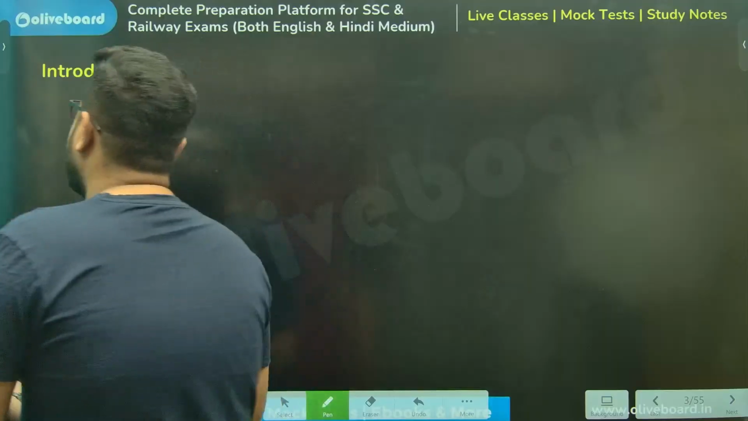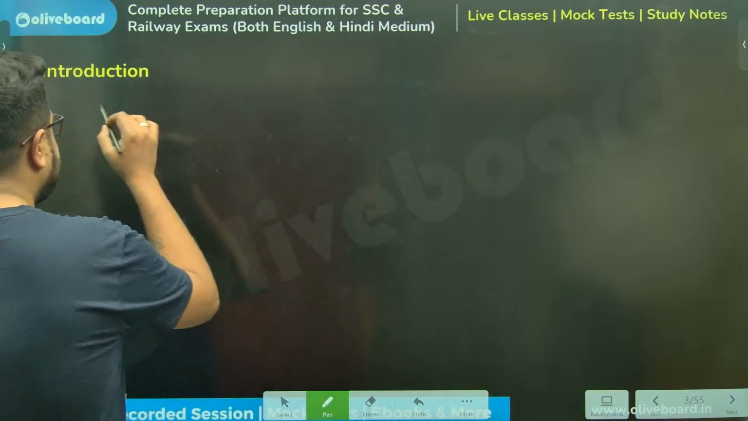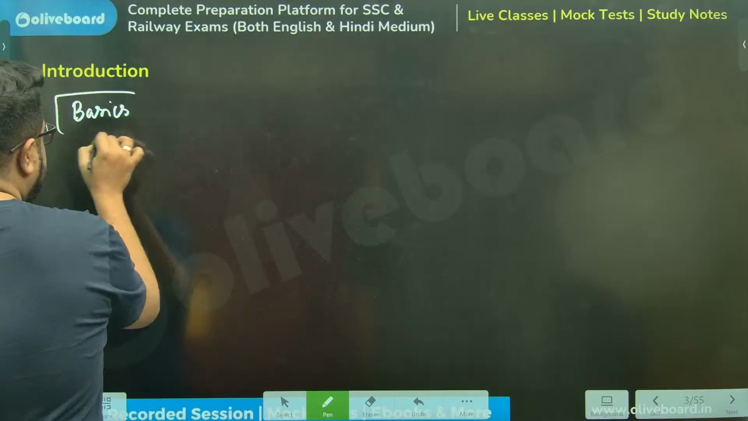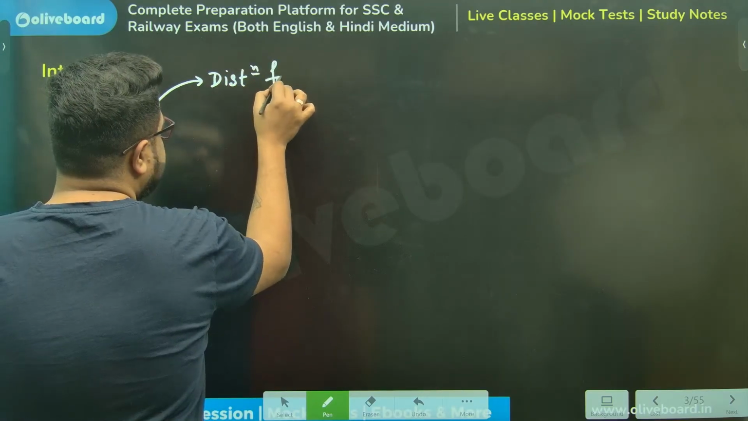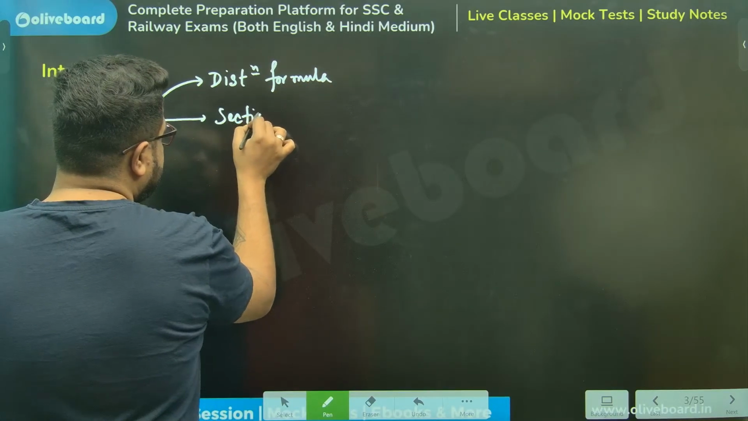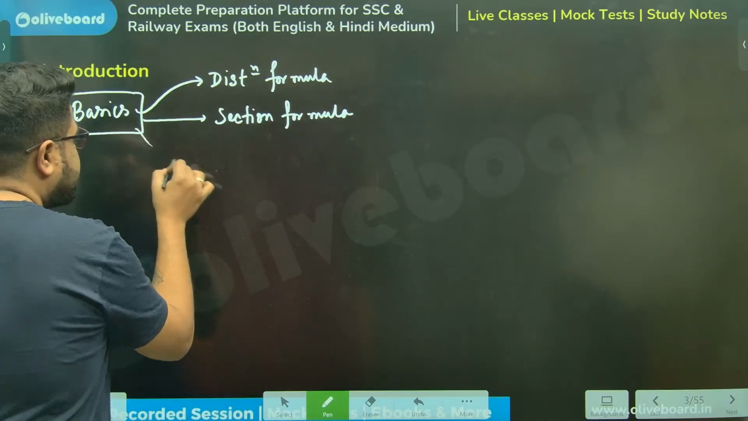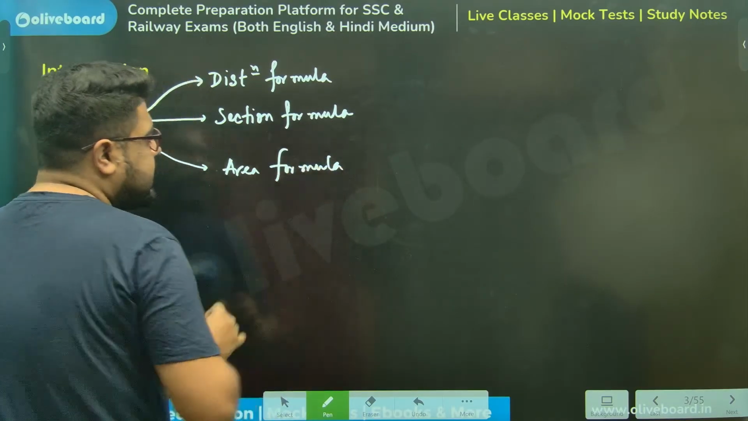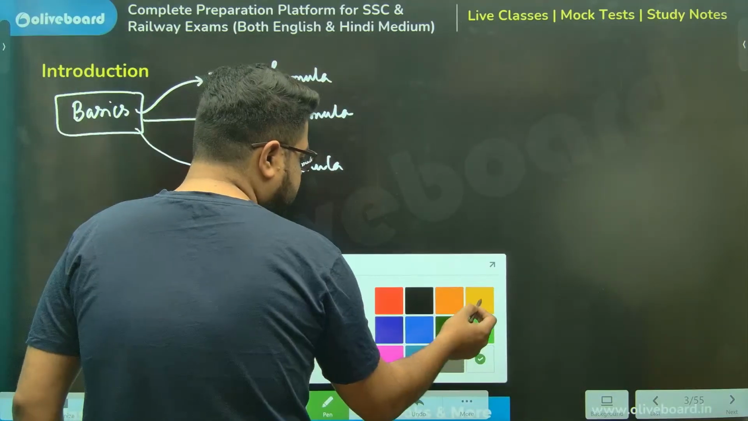Now, what do you need to know in coordinate geometry? Coordinate geometry has a few parts that you need to know. First is the basics. Under the basics umbrella, you need the distance formula. Then comes the section formula. You get questions based on this on a regular basis. And also you need the area formula, how to figure out areas. These three things you need to learn first. Once these basics are done, then we will move on to the advanced stuff.